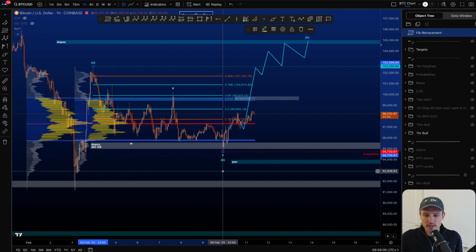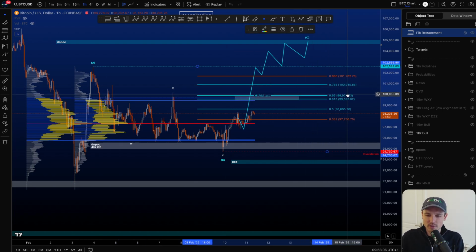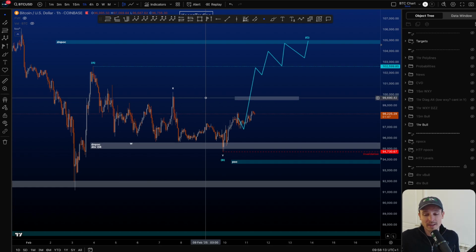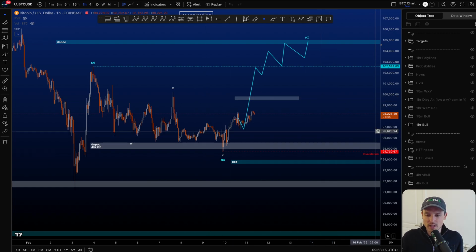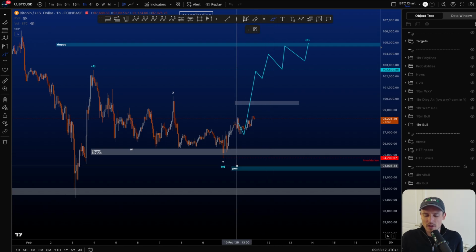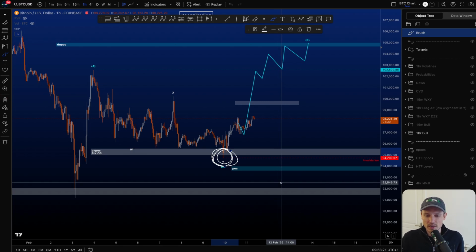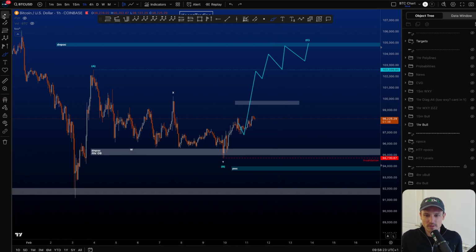If you then also take a golden pocket from the high of your wave A here to the end of your wave B, you can see that the golden pocket over here is in confluence with the value area high. So that is the reason why I marked that area on my chart. I just want to make sure I keep an eye on it. Now, the invalidation for this scenario is price moving to the downside, touching this low at 94.7k.